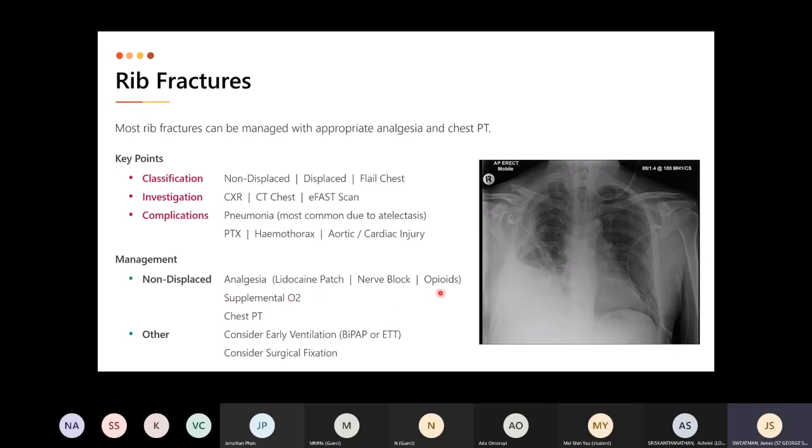Management, we normally just give them analgesia. Lidocaine patches are super popular. I think the evidence about whether they work or not is a bit sketchy, particularly in elderly people, but people get them nonetheless. Posterior nerve root blocks are incredibly good for rib fractures, and opioids as well. If they need oxygen, give them some oxygen. And chest physiotherapy is going to get them back on their feet and also teach them to properly cough and breathe in deeply. If they've got really complicated fractures, consider early surgical fixation and early ventilation, because as we saw with the flail chest problem, it can result in type 2 respiratory failure.